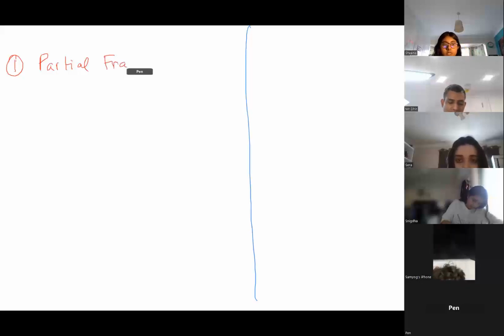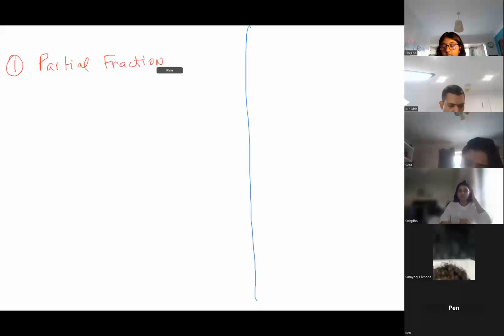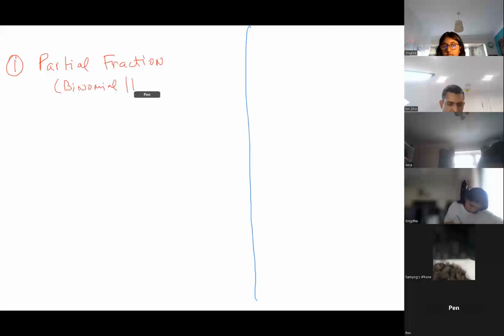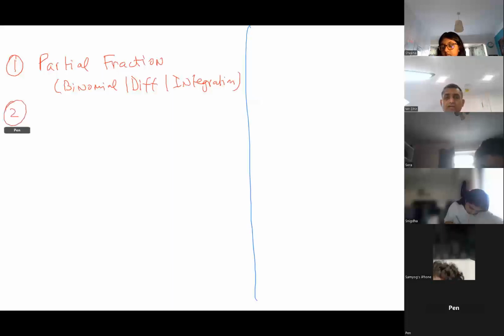The partial fraction question is a must question. It can come up in binomial, differentiation or integration. It can come anywhere, this question. So this is a must topic question, which you can make a flashcard for or revise another way. In the second part, guys, we may do some questions on partial fractions if you think it is useful.